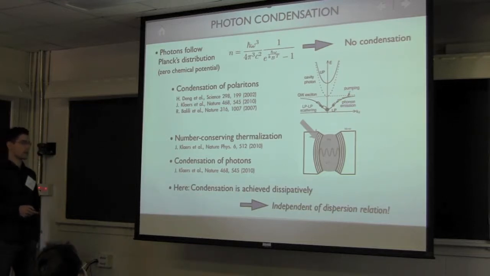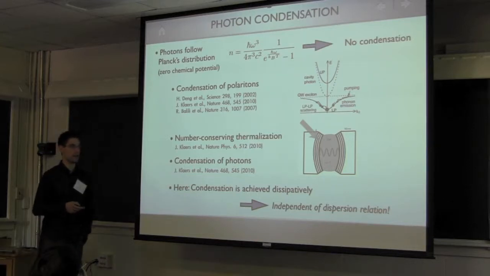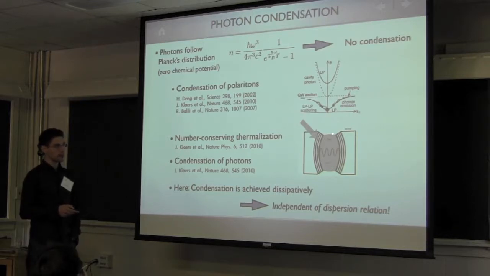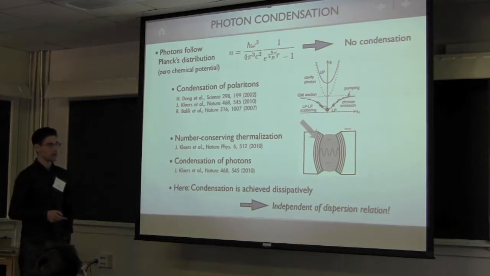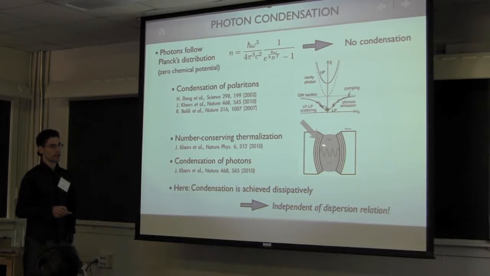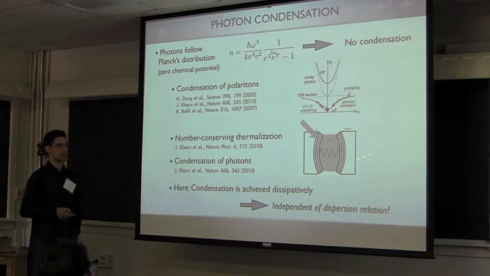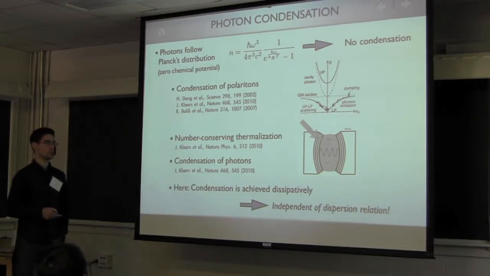More recently, it has been considered the thermalization and condensation of photons in optical cavities by filling an optical cavity with a medium of dye molecules with which photons can scatter, that is, exchange energy quite fast, and therefore this acts as a reservoir for the photons and provides them an effective chemical potential and therefore allows them to condense.